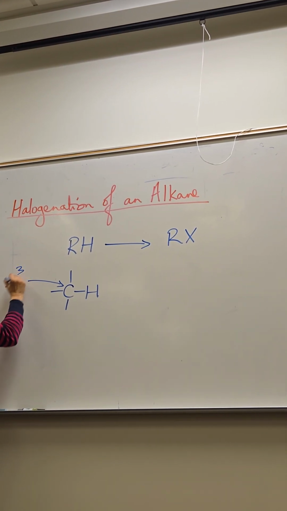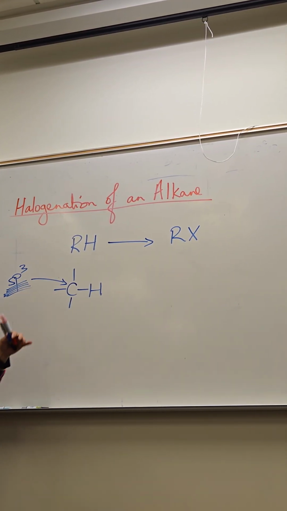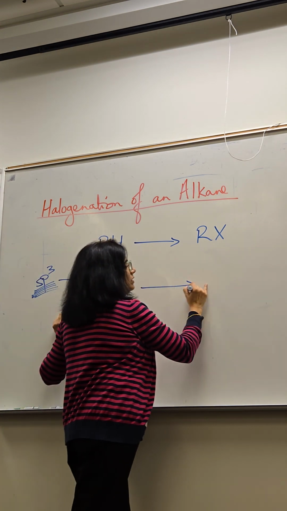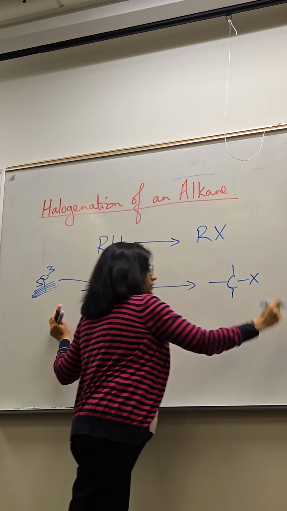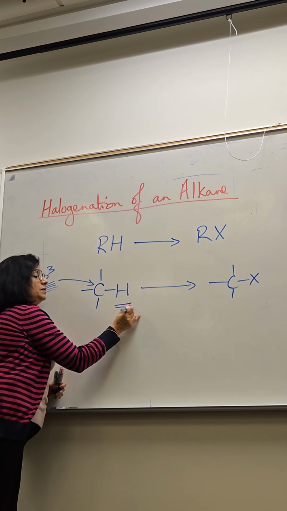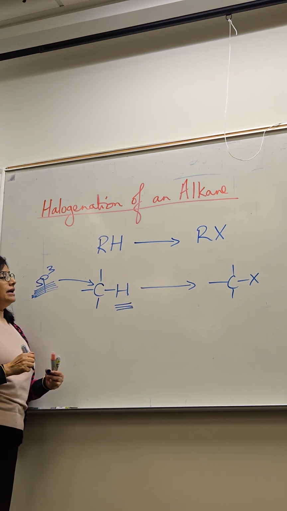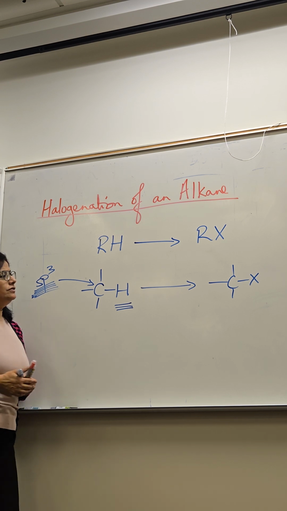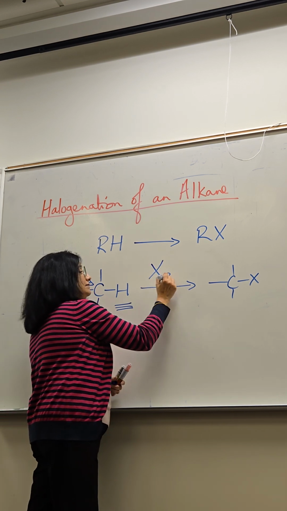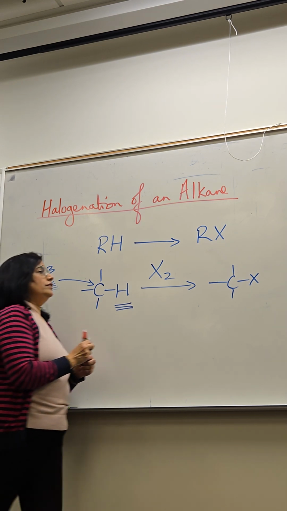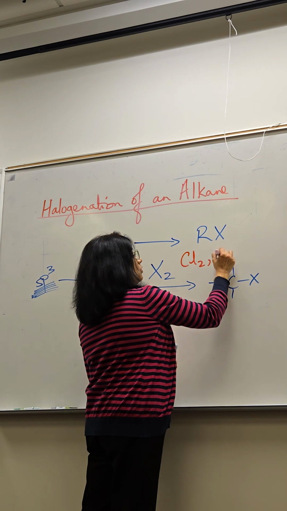It has to be sp3. It's the hydrogen on an sp3 hybridized carbon which is replaced by a halogen. Not sp2, not sp. So we are substituting a hydrogen on an sp3 hybridized carbon by a halogen. What is used for this reaction? What are the reagents used? The reagents used are basically halogen gas, and the ones typically used are chlorine gas or bromine gas.